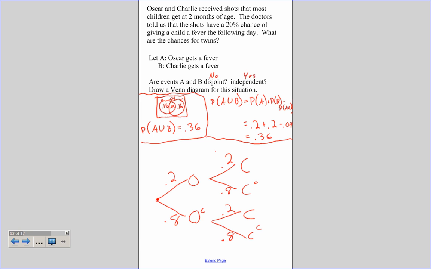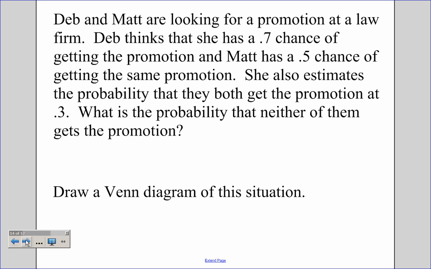And now when I multiply these across, the probability that they both get sick is going to be 0.04. The probability that just Oscar gets sick is going to be 0.2 times 0.8, which is 0.16. Probability Oscar doesn't but Charlie does, that's again another 0.16. And Oscar doesn't and Charlie doesn't, that's 0.8 times 0.8, which is 0.64. And that gives you more probabilities. So these are three different ways to do the same problem.